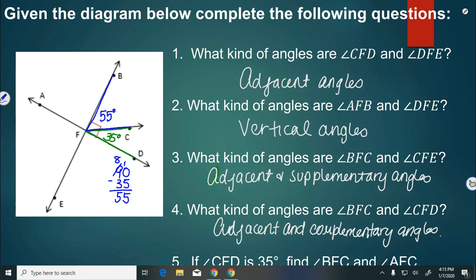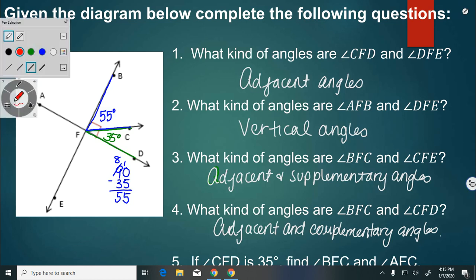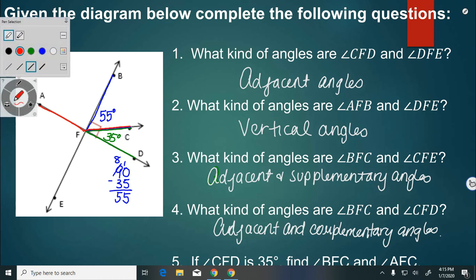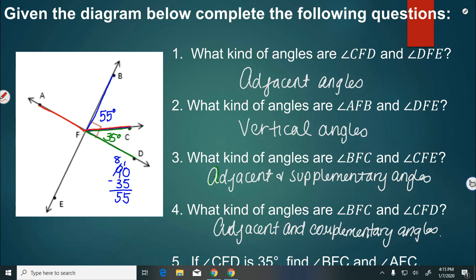And then we also want to find AFC, which is this one here, A to F to C. And if we put the red and green together, those two would be supplementary because it would make a straight line. And again, supplementary means they add up to 180. So we could do 180 minus 35. Which gives us 145 degrees for that entire angle there.